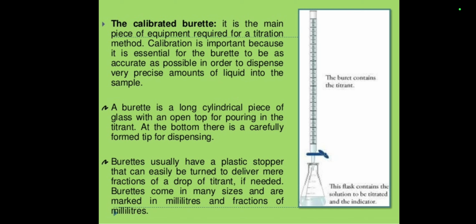So a burette is a long cylindrical piece of glass with an open top for pouring in the titrant. At the bottom, there is a carefully formed tip for dispensing. So basically, this is a description of how a calibrated burette is used in a titration experimentation. Burettes usually have a plastic stopper that can easily be turned to deliver mere fractions of a drop of titrant if needed. Burettes come in many sizes and are marked in milliliters and fractions of milliliters.